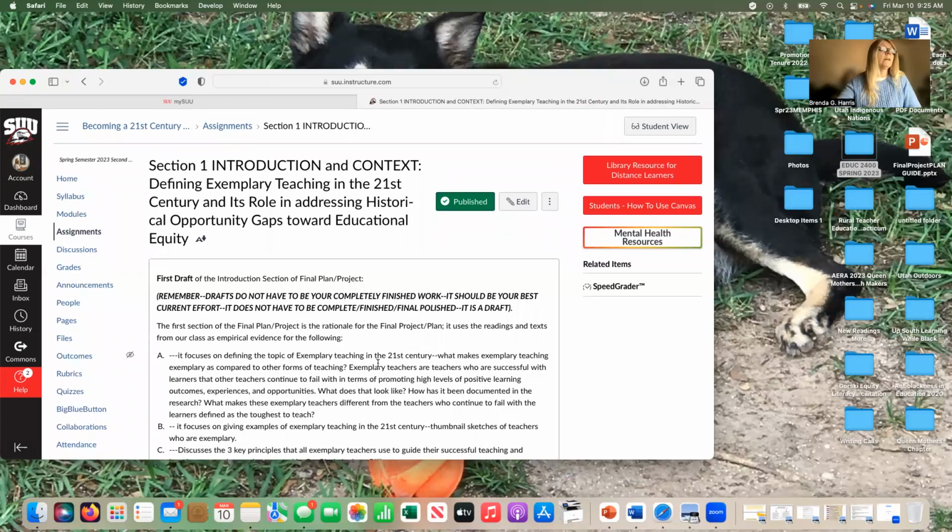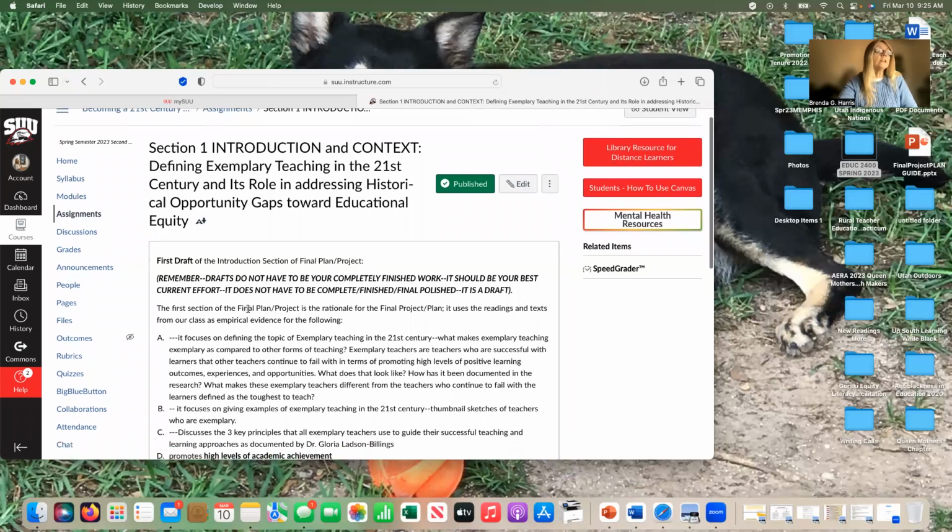Okay, let's look a little closer. The first section of the final plan project is the rationale for the final piece of work. It uses the readings and text from our class as empirical evidence for the following. You may use outside resources for sure, but I definitely want to let you know that our course texts are going to be the foundation of what you're working with.